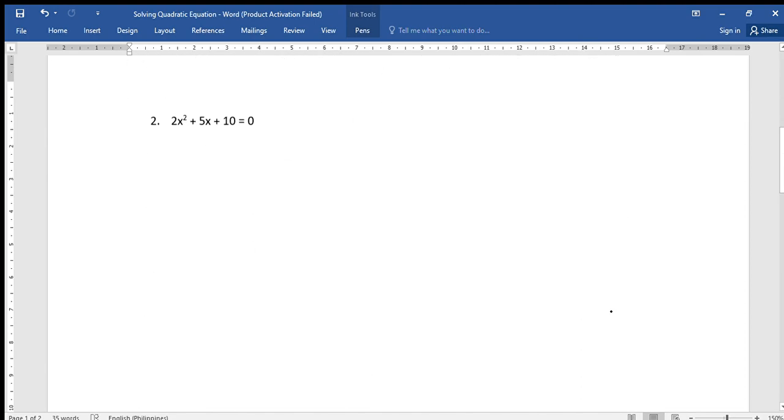So, let's try number 2. In number 2, as you can see, we'll always use the quadratic formula since yun yung sinabing kailangan gamitin. Isulat muna natin yung value ni a, b, at c. In this case, yung a natin is 2, yung b natin is 5, at yung c natin is 10. Kanina sinabi ko lang paano nakuha yan. Yung 2 katabi ni x squared, yung 5 katabi ni x, at yung 10, siya yung constant.